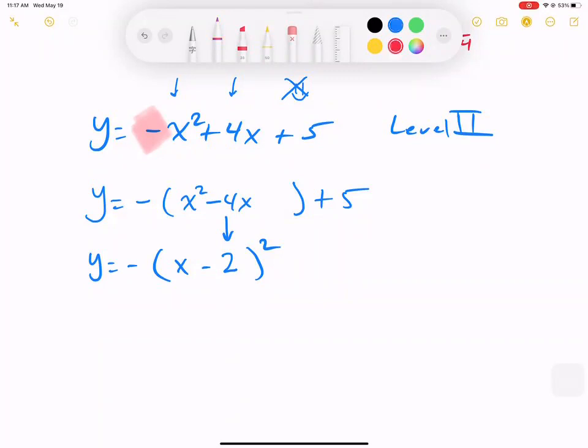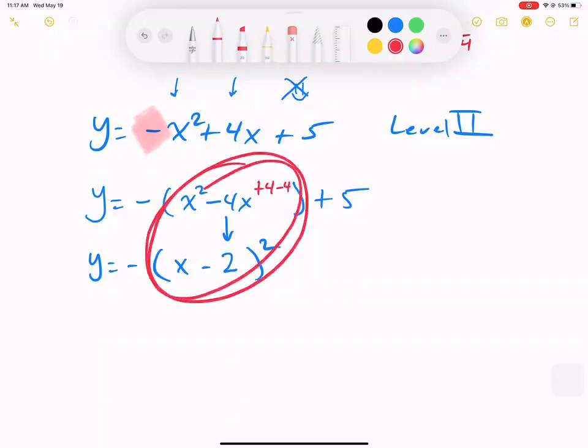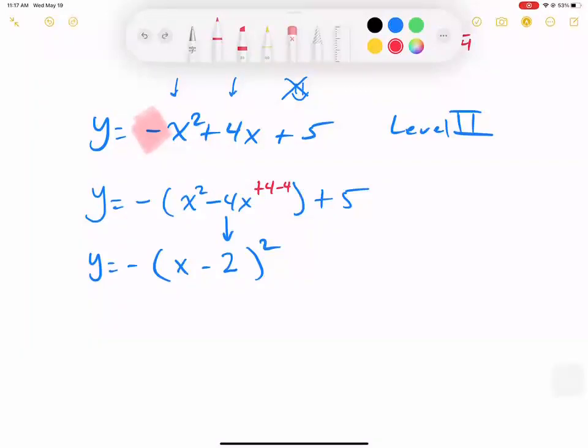Please pay attention. I'm going to add 4 and minus 4 inside the parentheses. This is all happening in my little bubble. I don't care about the war outside. I don't care about the drugs outside. I just care about in my little household, we got a nice, peaceful, perfect square going on.